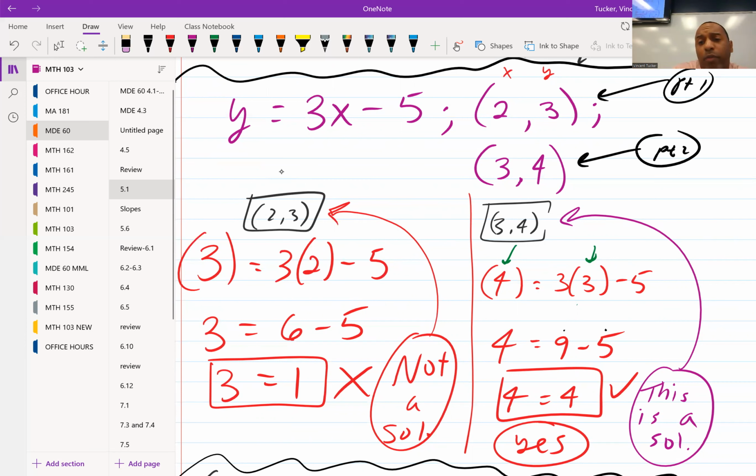Now looking at the ordered pair (3, 4), plug them in the same fashion. 3 is x, 4 is y. 3 times 3 is 9. 9 minus 5 is 4. So then we have the statement 4 equal to 4, which is true. So that means the ordered pair (3, 4) is a solution.